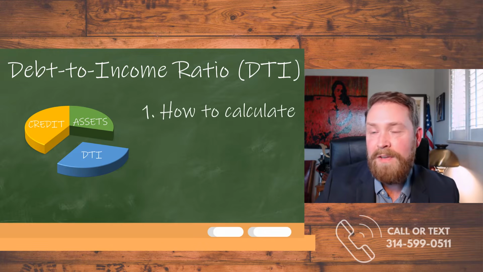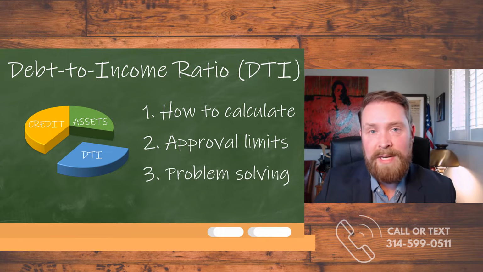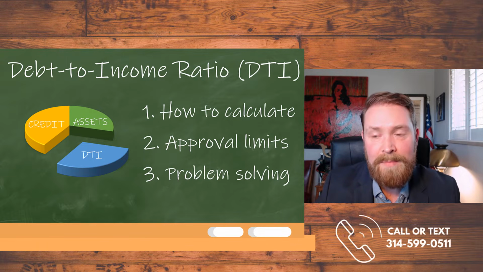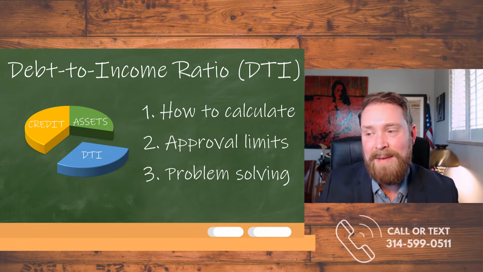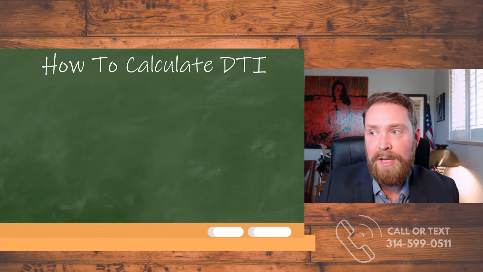So what we're going to cover in this video is, number one, how to do the DTI calculation. Number two, what are the maximum thresholds for approval on your DTI? And then three, we're going to go through some problem solving. There are times where maybe your debt to income ratio is just barely above that maximum limit, and we're going to walk through some ways that I take a look at that for problem solving.